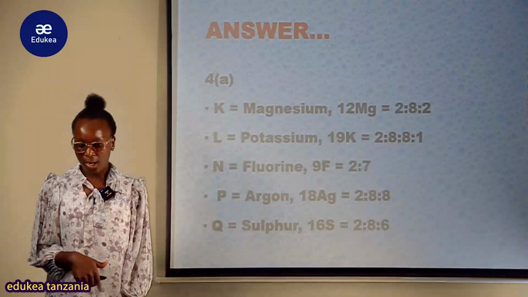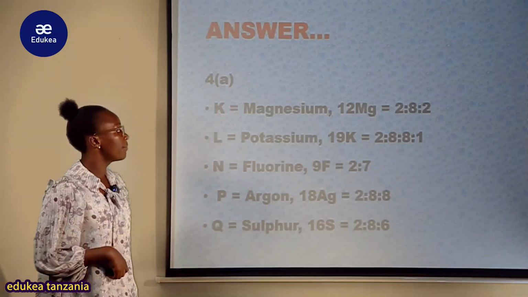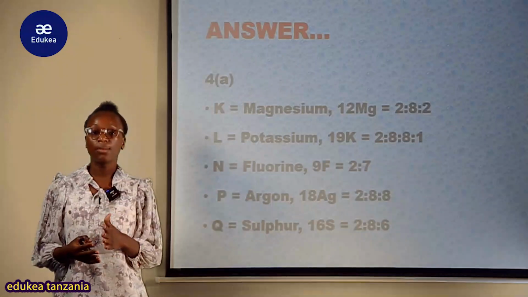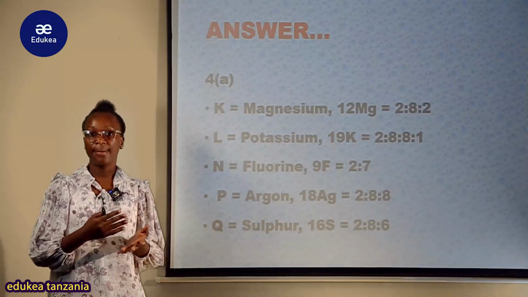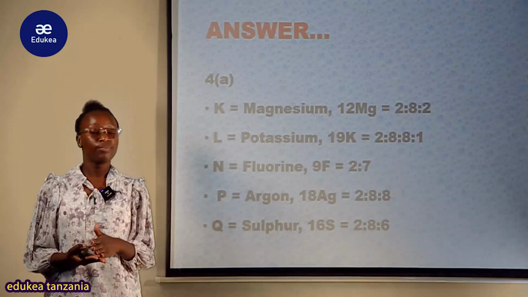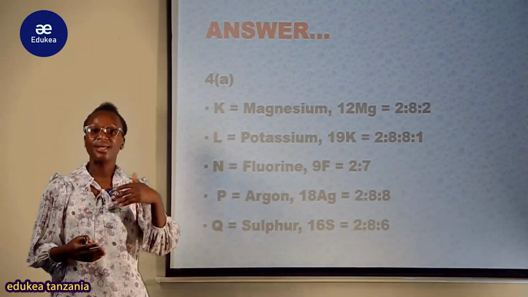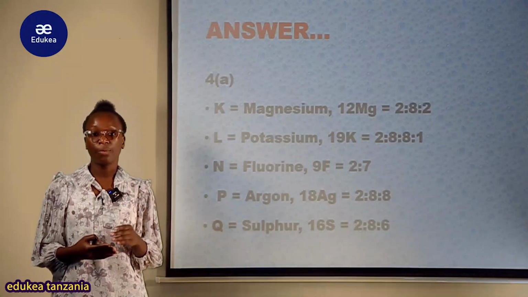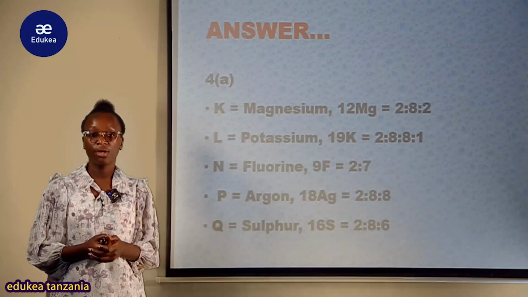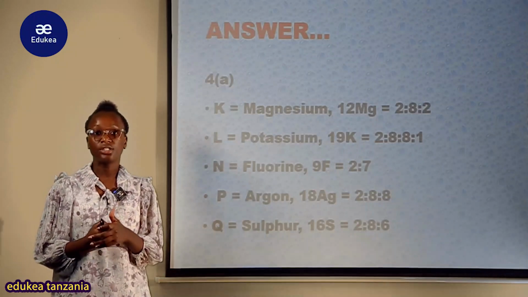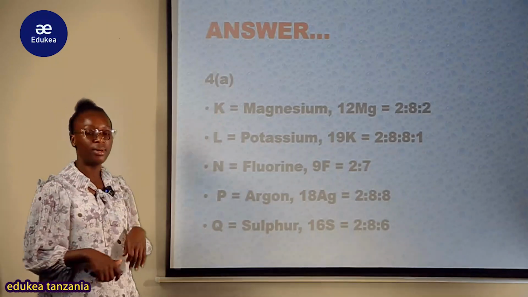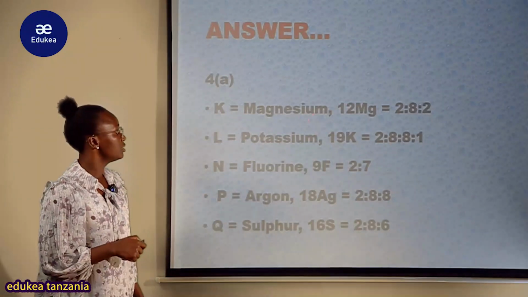But also now let us see part 4, part A, ambapo tulipewa the periodic table. My students, sorry, kwenye ile periodic table kuna confusion ya letters. Utaona kule wameweka ABC lakini hapa kuna these letters. So hiyo ni confusion tu. Lakini hapa swali lilikutaka identify the element kupitia zile letters ambazo ulipewa, and after that you have to provide the electron configuration. So cha kwanza kabisa utamwambia letter K ilikuwa ni nini, ambapo obvious ilikuwa ni magnesium.